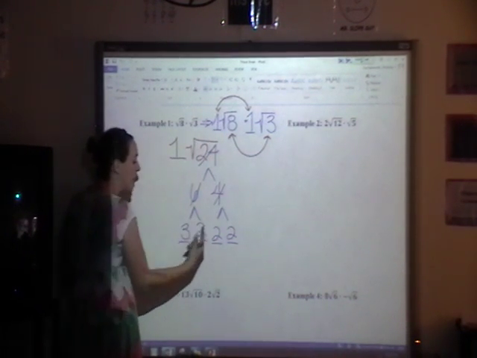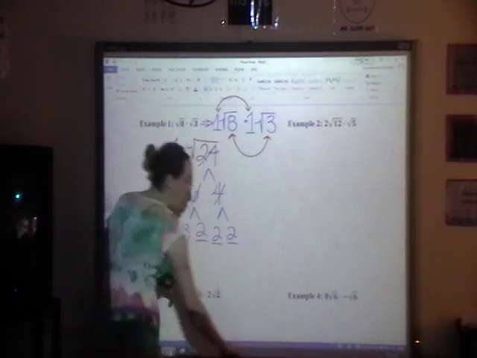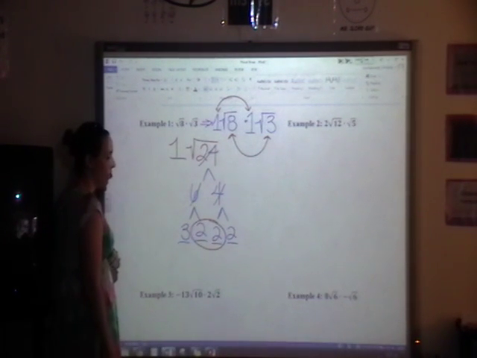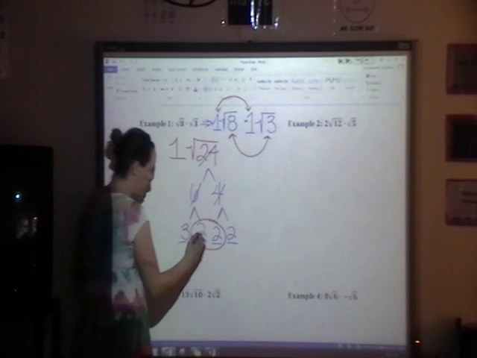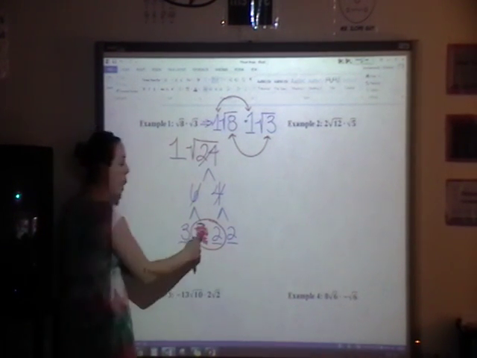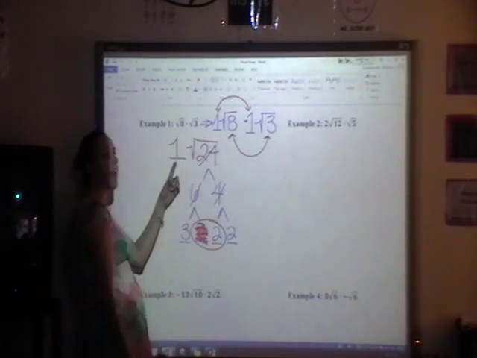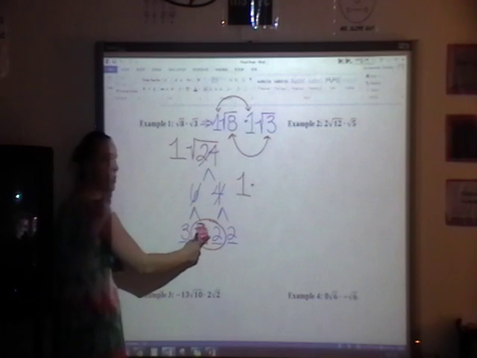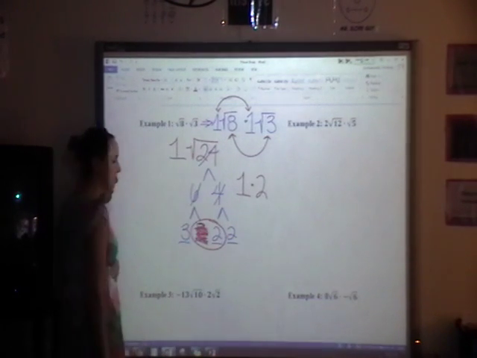Now, we end up having 3, 2, 2, 2. We have partners. We have a set of 2s. What happens to one of my partners? It dies. Kill that sucker. The other one escapes. Don't forget, you have a 1 out in front.